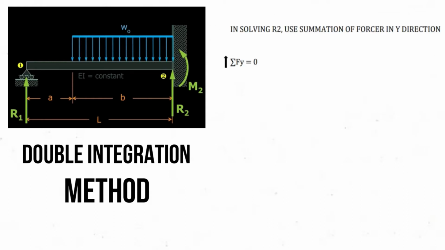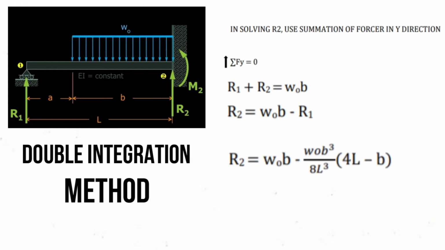Summation of forces in the y direction gives us positive R1 and R2 and negative WOb. Transposing R1 to the right side and substituting its equation will result in the following equation. Lastly, simplifying it will give us the reaction R2.